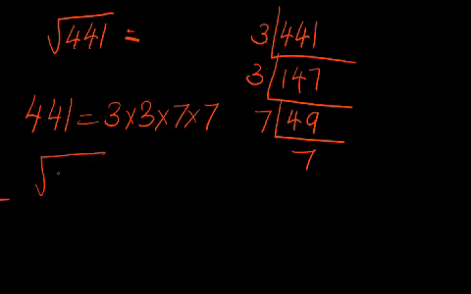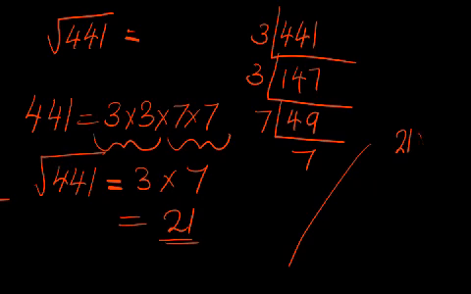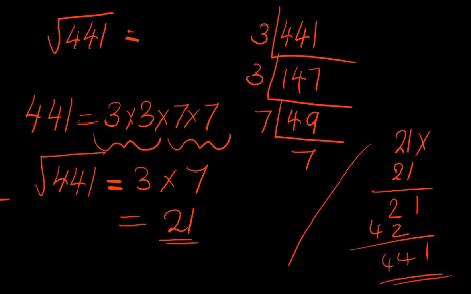So how can you find the square root of 441? From a pair of 3's, you can take only one 3. And from a pair of 7's, you can take one 7. So 3 into 7 is equal to 21. So the square root of 441 is equal to 21. We can check our answer. 21 times 21. 1 into 1, 1. 1 into 2, 2. 1 into 2, 2. 2 into 2, 4. So take the sum: 1, 4, 4. So 441 is the square of 21.